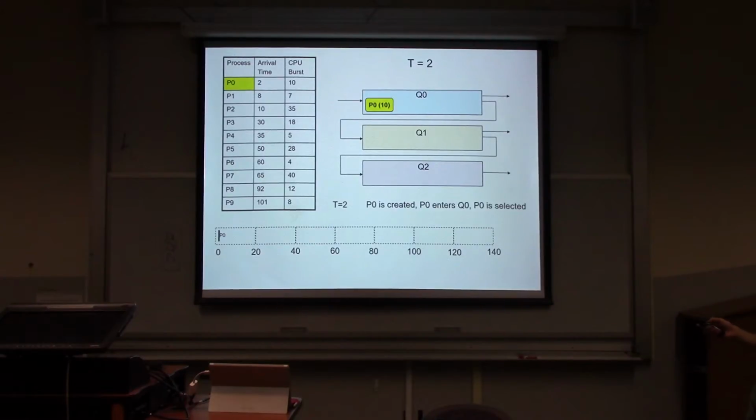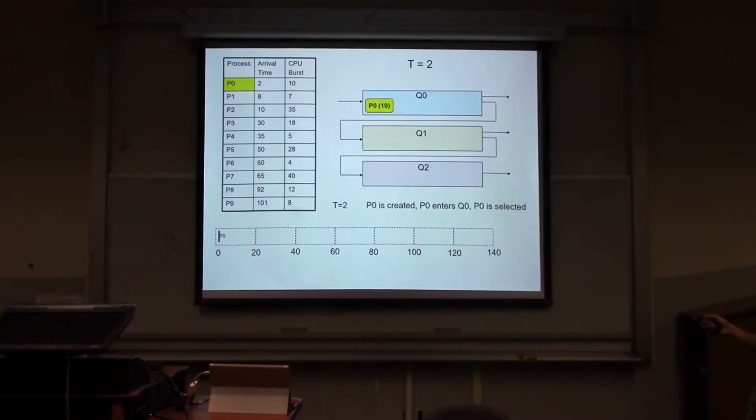If P0 arrives with CPU burst time 10, okay, this is the PCB of P0. It will be processed by Q0, the first queue. Time quantum is 8, and P1 arrives. At time 8, P0 will be terminated? No, not yet. So that is one round, okay?